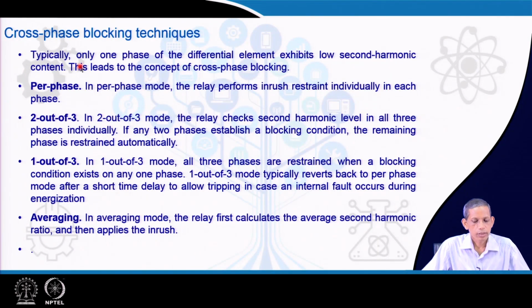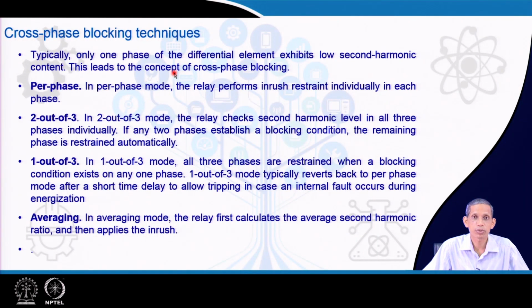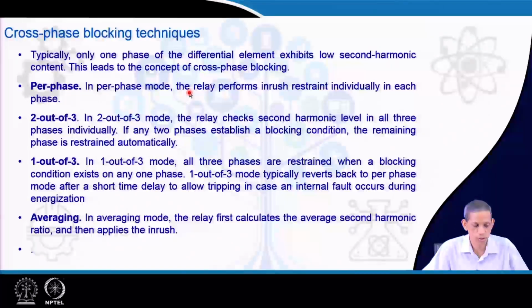So, we see that typically one of the phases in the differential element may have a low amount of second harmonic or fourth harmonic component, and that may lead to unnecessary tripping. So, what is being done? There are different options for blocking during an inrush situation. In per phase mode, the relay performs inrush restraint on each individual phase and then blocks accordingly. But in this case, one of the phases will not have restraint, so the relay may maloperate in that situation also.